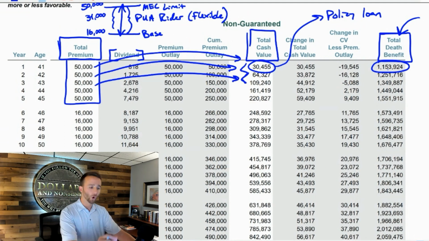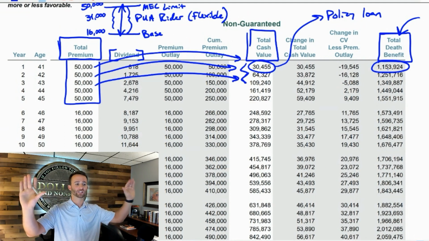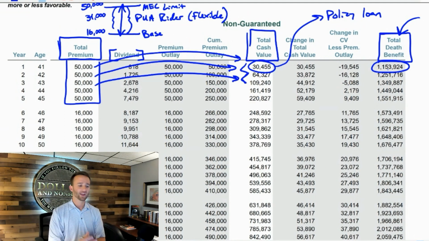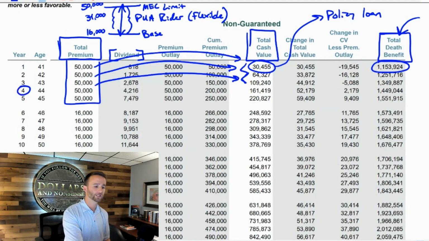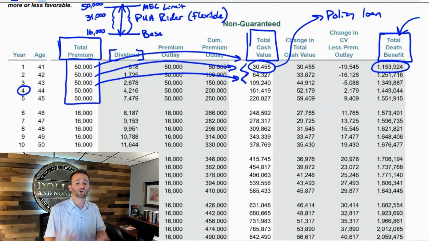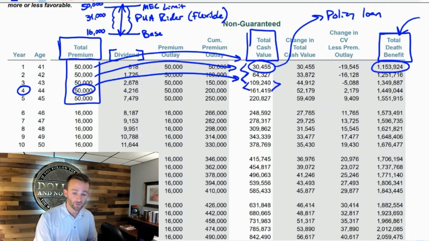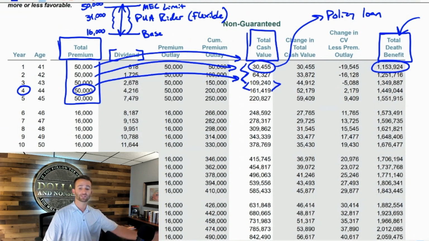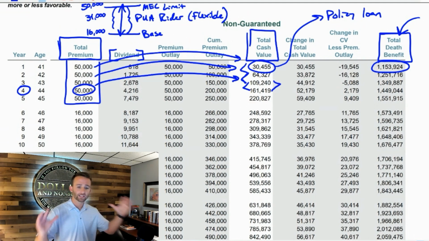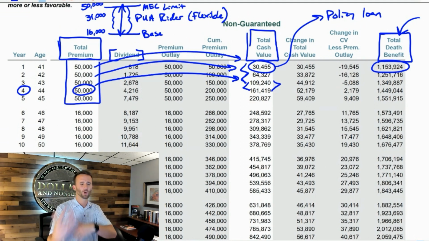By year 4 of every policy is when policies really start to get exciting. And the reason why year 4 is such a fundamental year is because year 4 is typically the first year you see the policy making any sort of significant profit. So in this case, in year 4, we put in $50,000, and the cash value grew in that year by $52,000.